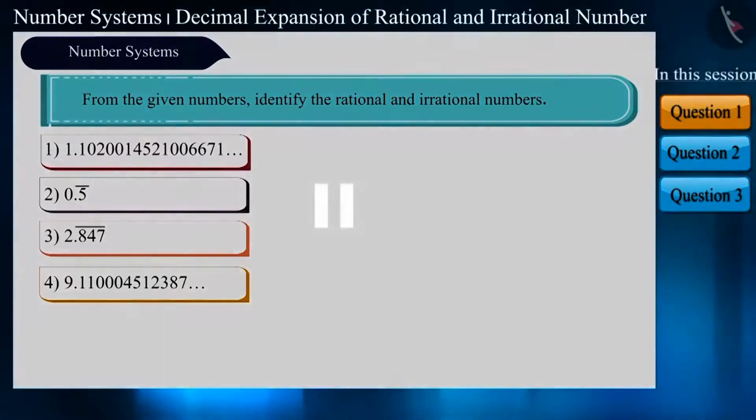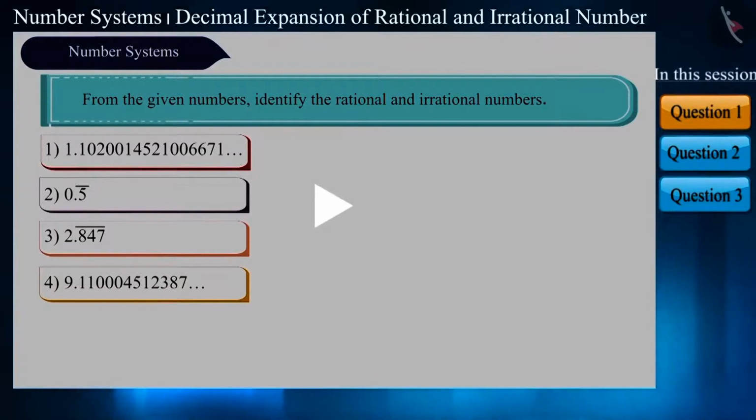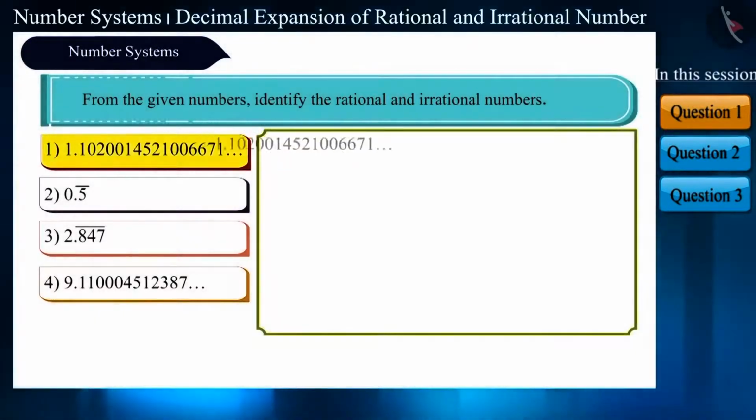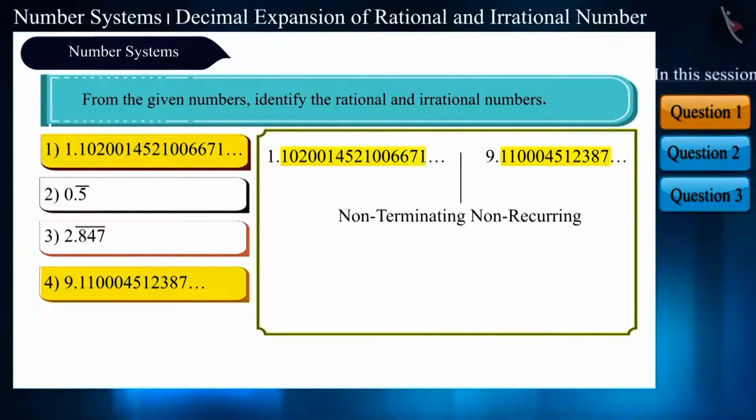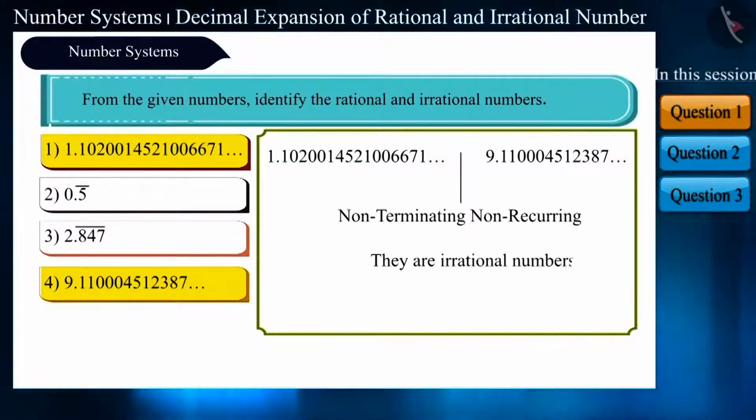You can pause the video to think about the answer to this question. In the first and fourth numbers, no digit or group of digits are getting repeated after the decimal. And the series of points next to them shows that they don't end, that is, they are both irrational numbers.